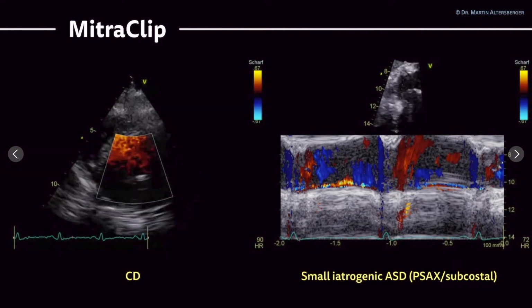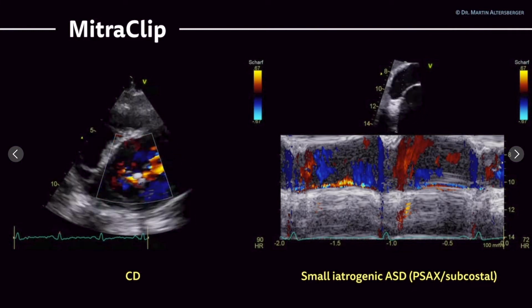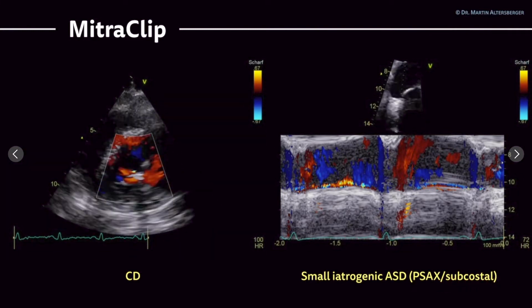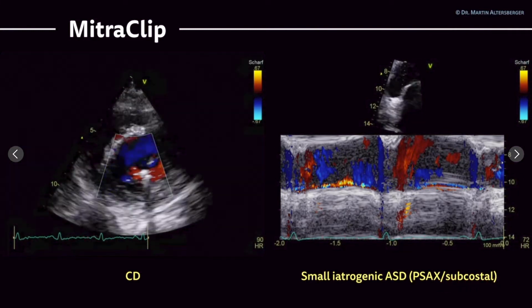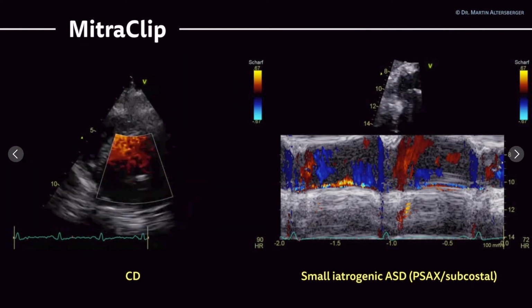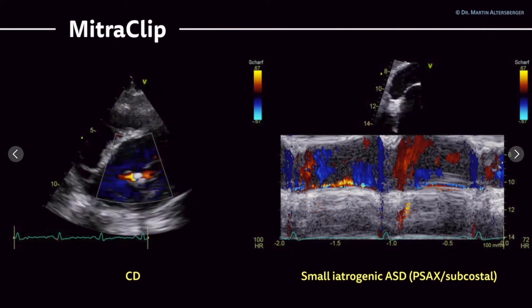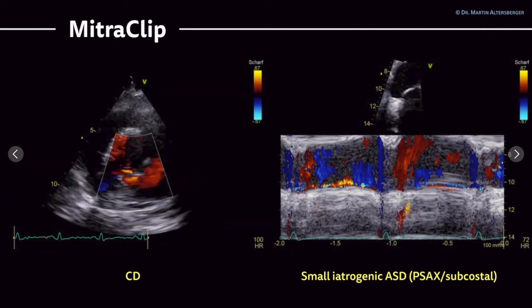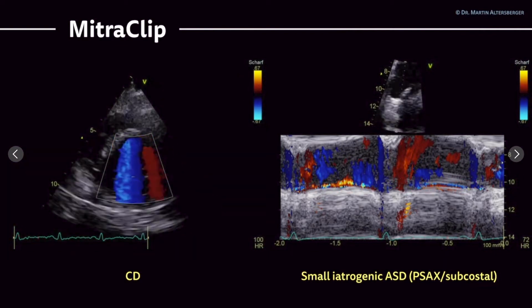You can scan that in a parasternal short axis or in a parasternal short axis from a subcostal approach, which we will discuss in the lectures of the subcostal views. Here I have an M-mode placed again with color M-mode, so this is the small iatrogenic atrial septal defect.